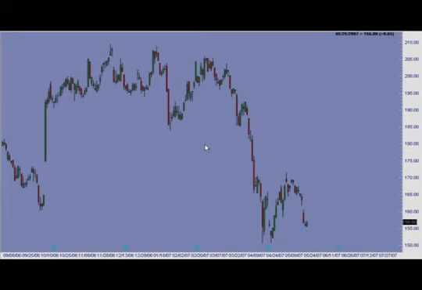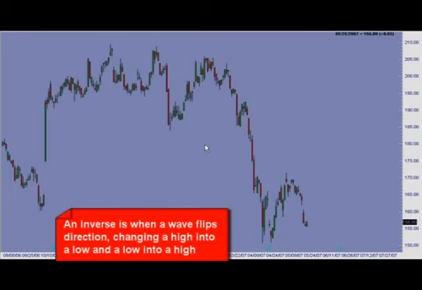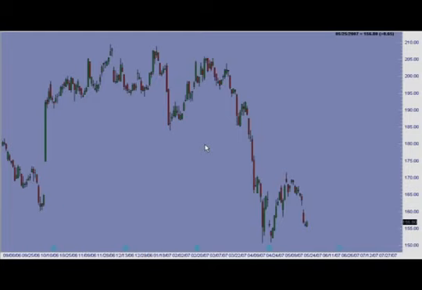Finally, we need to discuss, in regard to wave development and behavior, the inverse. The inverse is where a wave actually flips over and changes direction. Rather than reversing the direction, it continues it. To show you an example of this, let's look at this market of orange juice.